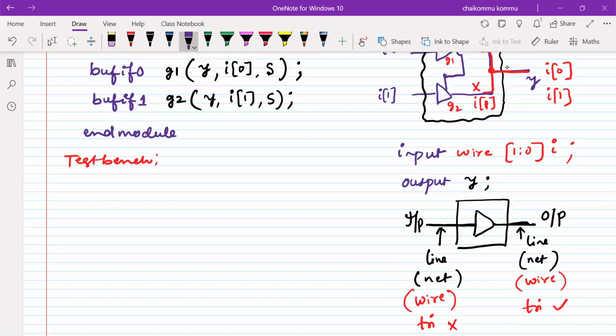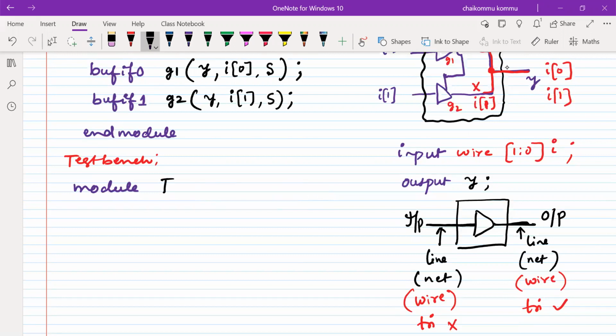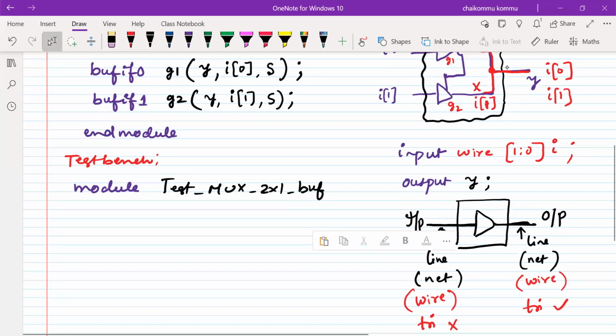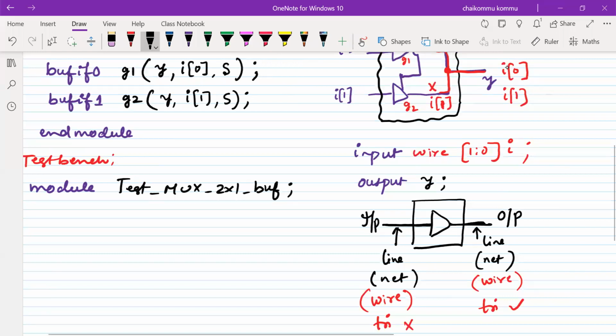Module test_mux_2x1_buff. This is the name I'm giving. Everything must be written in black color, because it's user defined. test_mux_2x1_buff. There should not be any kind of space in it. If you want to mention any kind of space, it is better to write underscores.